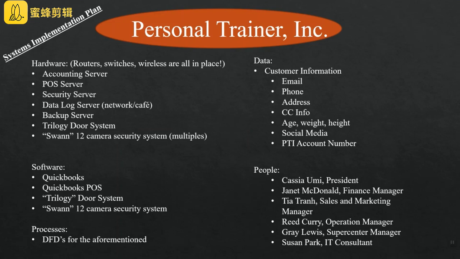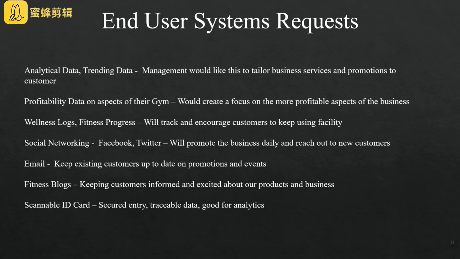So our software we're going to use is QuickBooks, also the QuickBooks point of sale. We're going to install Trilogy door system with a front door swipe card entry, and we're going to use a Swann 12 camera security system. We're going to use multiples of those because we want to get all aspects of the building, front door, stuff like that. The data we're going to go over as far as customer information goes, we're going to go over email, phone, address, credit card info, and other stuff that's going to help us get some analytical data so we can target more sales and marketing, trying to increase targeted revenue.